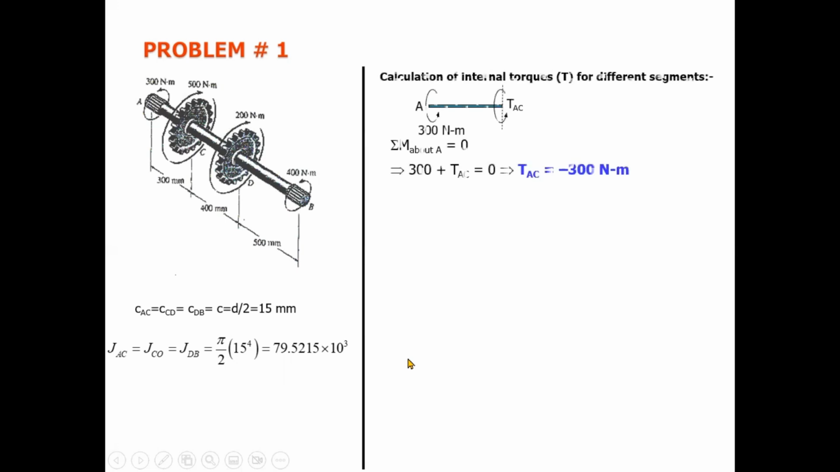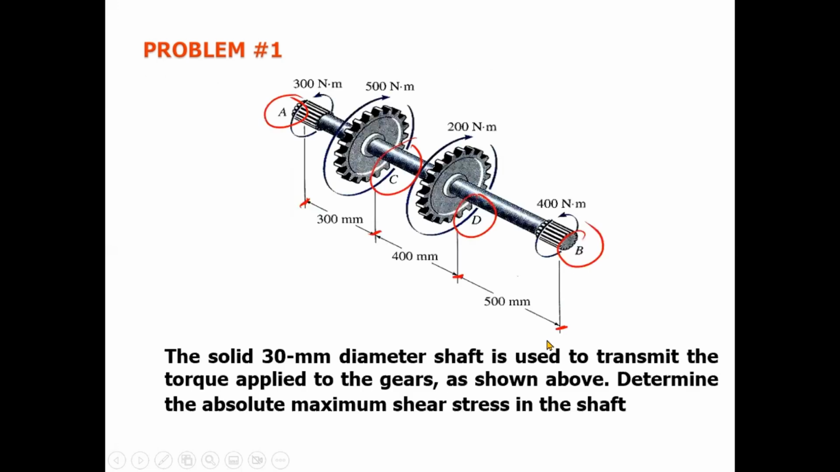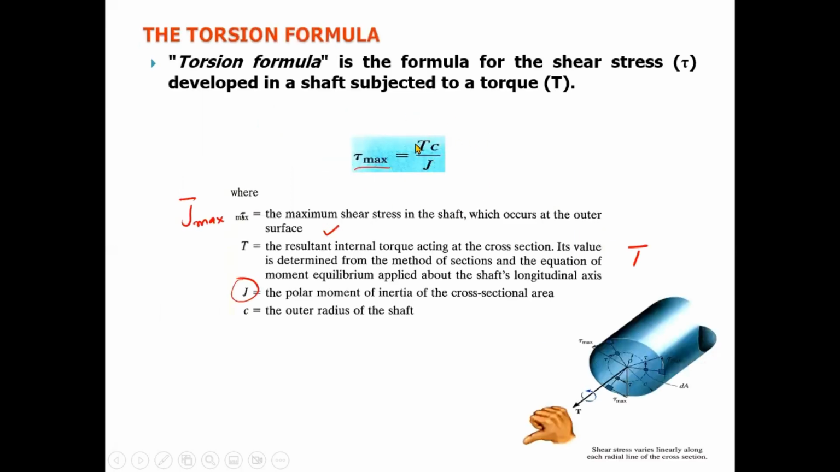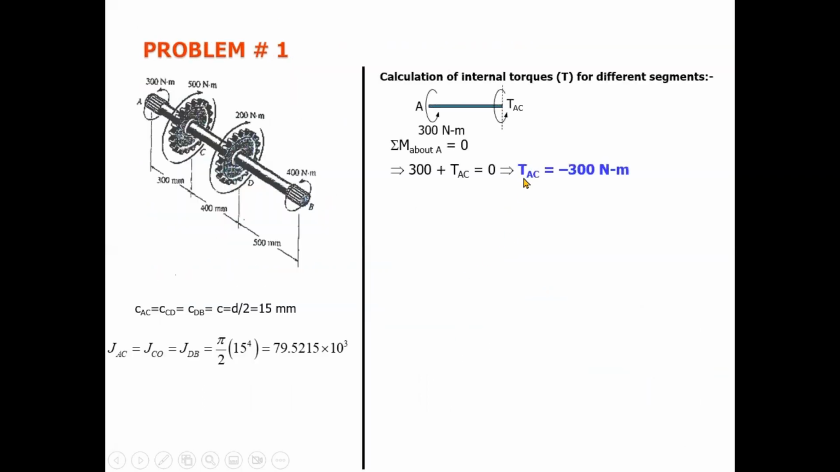Our required quantity is tau, and we have to calculate T now, because in the formula, C is given, J is calculated, and T is missing. To determine the shear stress, we have to calculate T. To calculate T, we need the internal torque of the different segments. We have to cut the segments. So moment about A is equal to 0. We cut the section here.